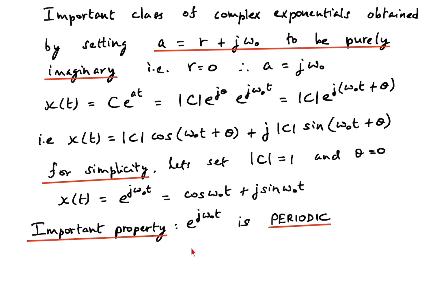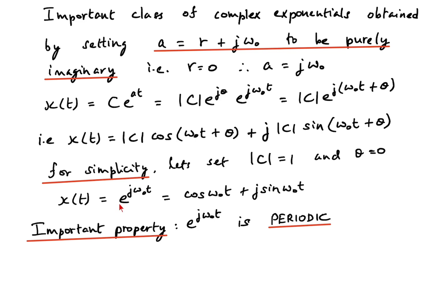So the important property here, when the parameter a in c e power at is purely imaginary, is that we get a periodic signal. The real and imaginary parts, or just the complex exponential itself, is periodic. We have the complex exponential as c e power j omega naught t plus theta, and that is periodic, and even when the phase is 0 and the amplitude is 1, we still get it as periodic. So irrespective of the magnitude and phase, e power j omega naught t is a periodic signal, and that is an important property for the case r equal to 0.